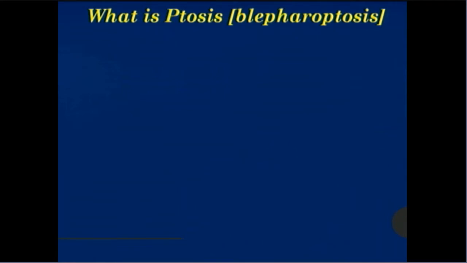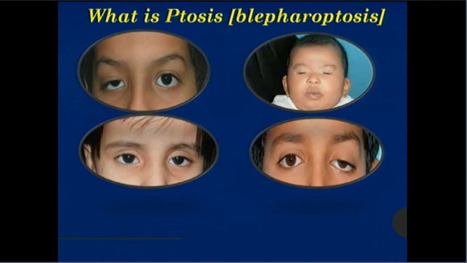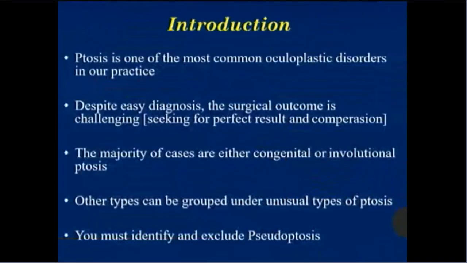It can be upper eyelid, lower eyelid, or both. But by default, when we talk about ptosis, we are talking about the upper eyelid. It might be unilateral, bilateral, mild, severe, simple, or associated with other syndromes. Ptosis is one of the most common oculoplastic disorders that you may see in your practice, and the diagnosis is somehow easy. However, the surgical outcome is always challenging because of two reasons.